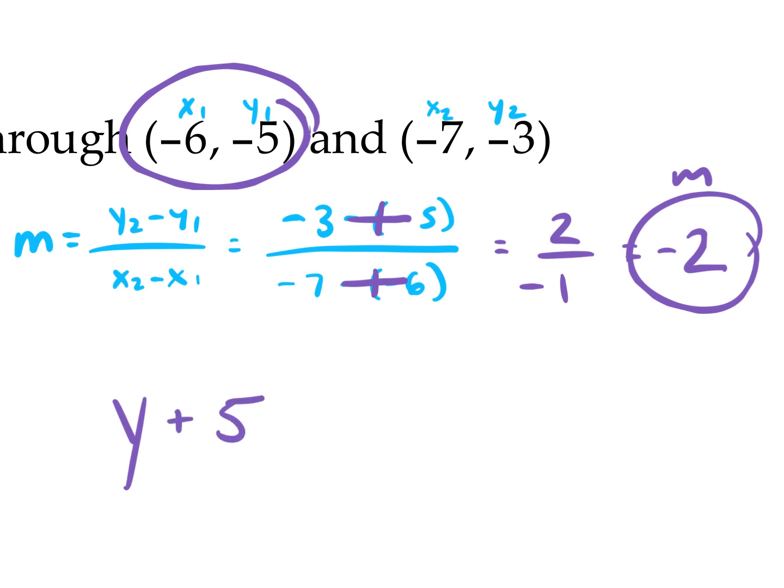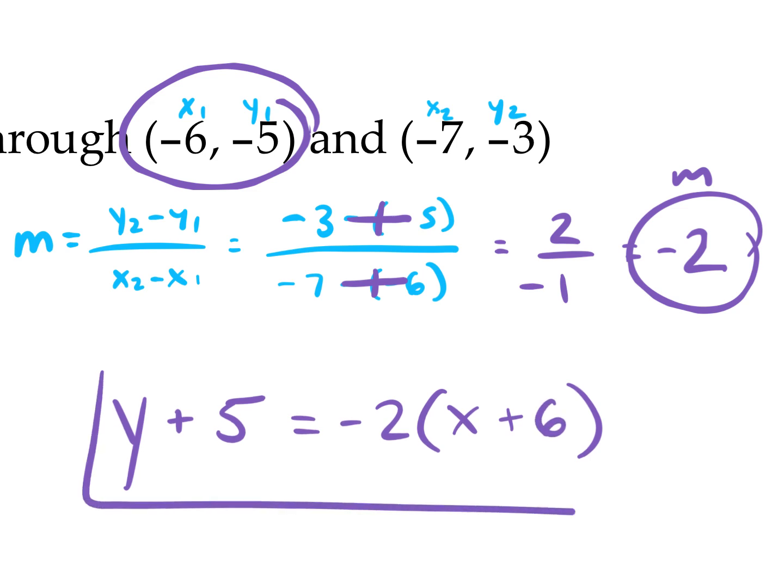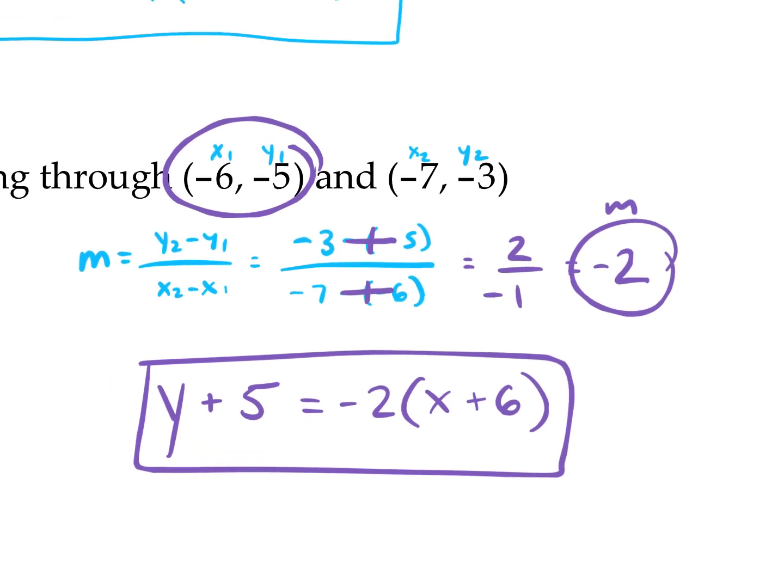Plus 5. Perfect. Typically it would be minus, but since it's minus a negative 5, we change it to y plus 5 is equal to what? Awesome. Negative 2 times x plus 6. So this would be our equation in point-slope form, and that's what the question's asking for. We just had to find the slope first. All right, next.